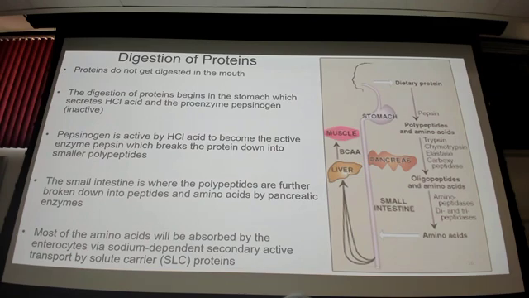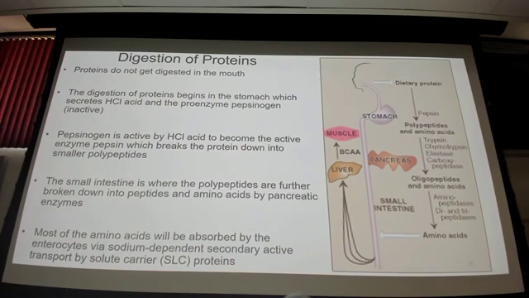For example, pepsin is the active form of an enzyme in the stomach. It requires a low pH. Its inactive form is pepsinogen. When pepsinogen is exposed to that acidic environment in the stomach, it's going to cause it to be activated, and then once it's activated, it will begin the process of breaking down proteins.